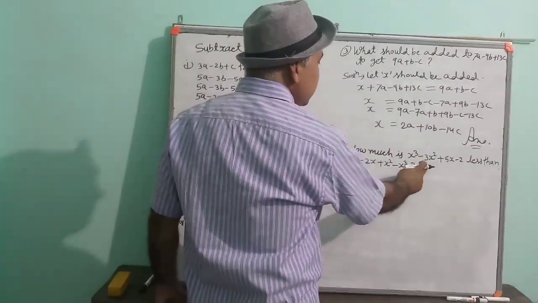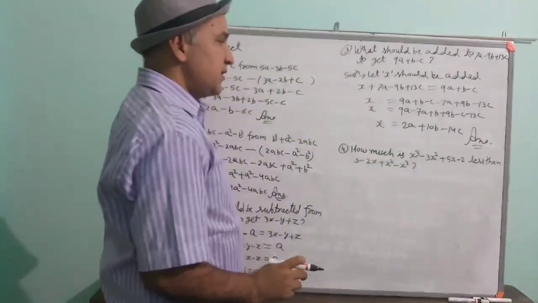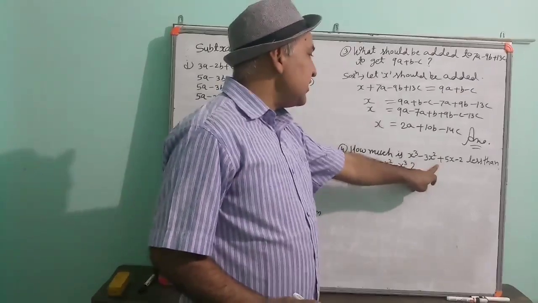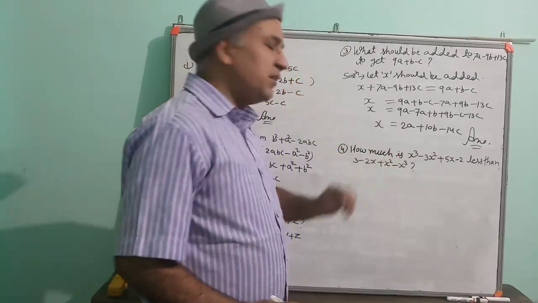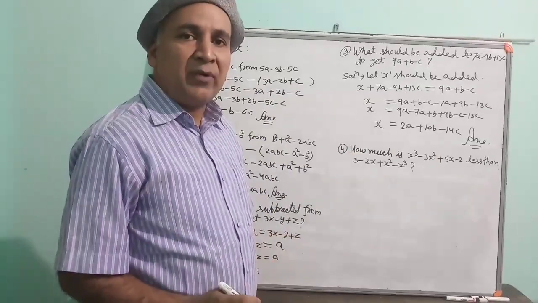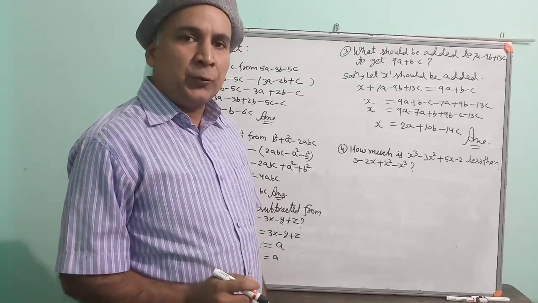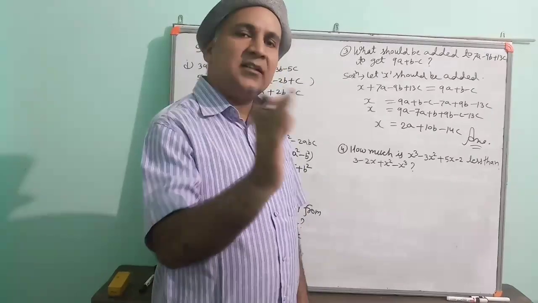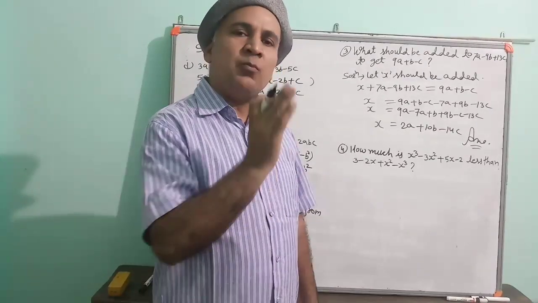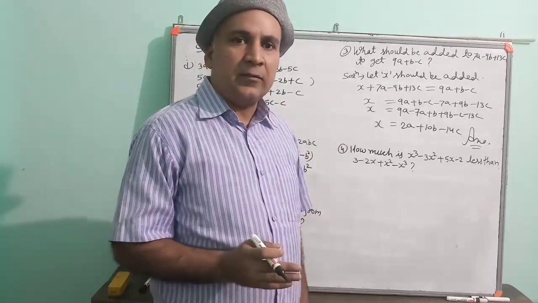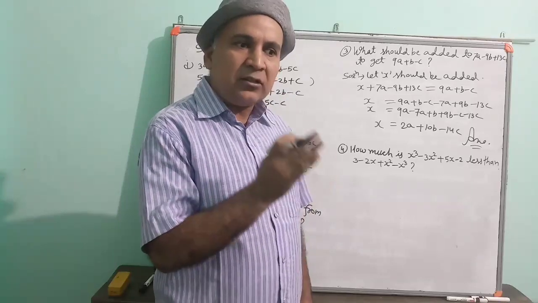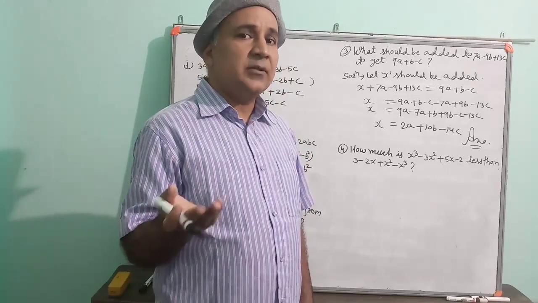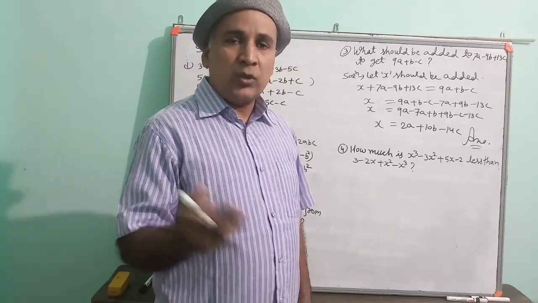Now see question number 4. How much is this less than this? See this one. How much is this expression less than this expression? So how will you find it? What do you have to do? Take one easy number in your mind and then see the process. How much is 8 less than 10? Definitely 2. 8 is 2 less than 10.